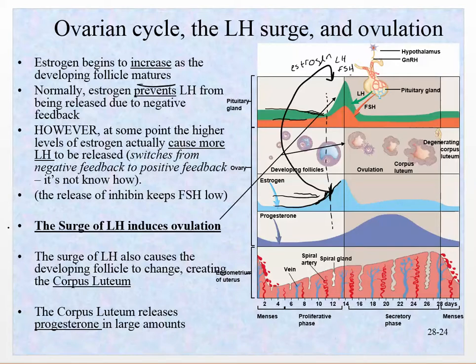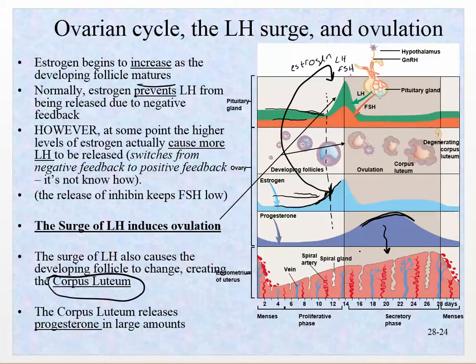Okay, so the surge of luteinizing hormone induces ovulation, and it also causes the developing follicle after ovulation to create the corpus luteum. So it's really just a three-step process. We have the follicle developing, then the LH surge and ovulation, and then the luteal phase, in which you have the corpus luteum. And the corpus luteum is going to start producing more progesterone. Now the progesterone is important because we're starting to look at this last little panel down here.